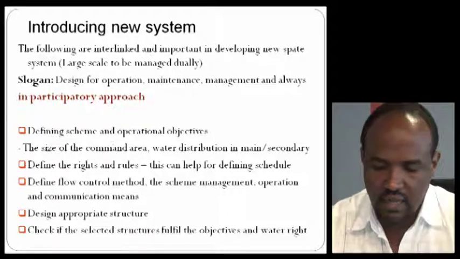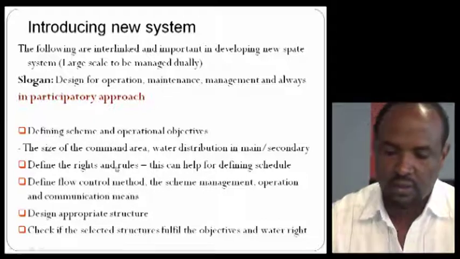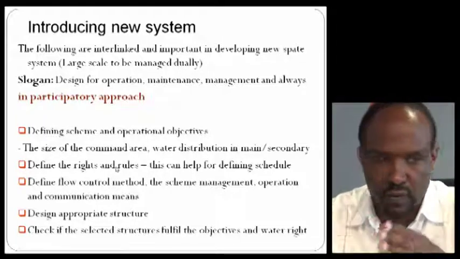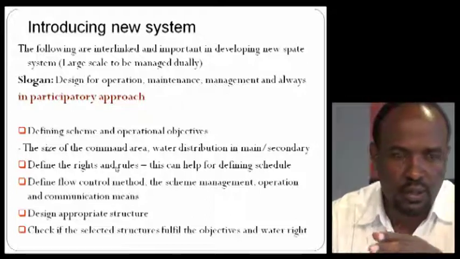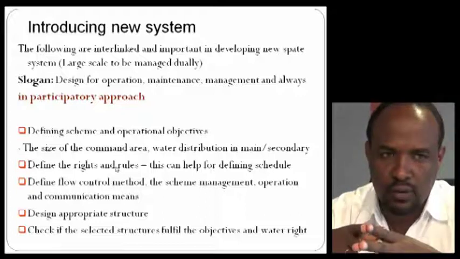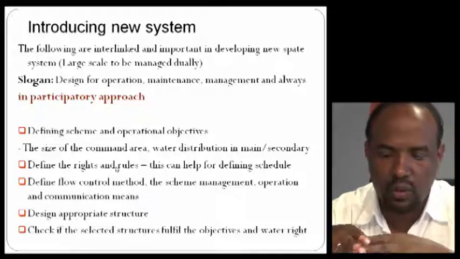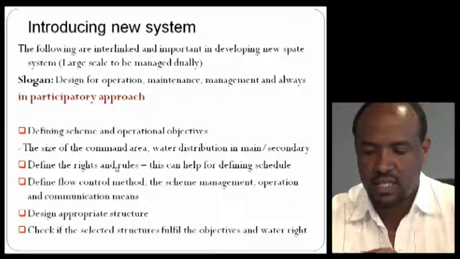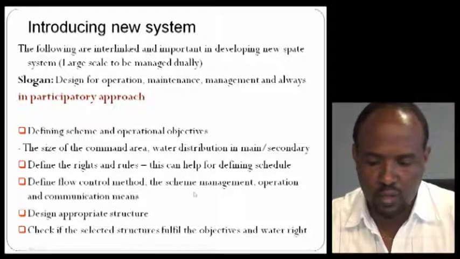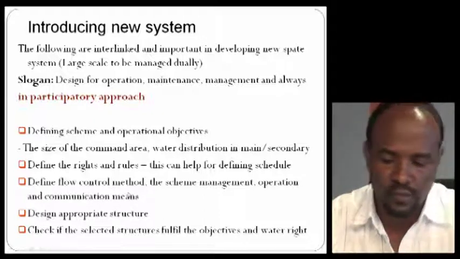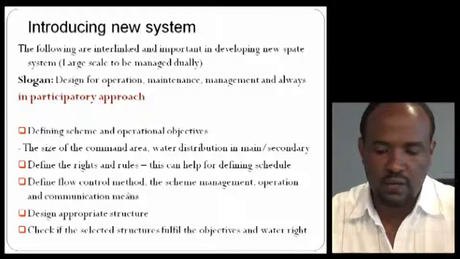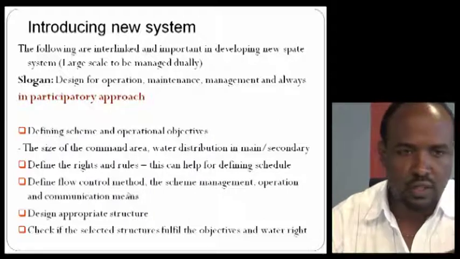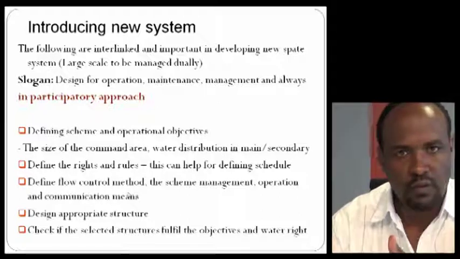And then the rights and rules need to be defined. Sometimes there might be rights and rules, even if not for the water, but in the committee for other purposes, and if that is taken, that will be an issue. More or less there needs to be a right and rule which helps in the spate system, basically as a schedule to distribute the water. And then the flow control method, scheme management, operation and communication means need to be defined. If we define the rights and rules, then the flow control method, the structures, and also the communication, how to operate the structures, need to be fixed accordingly.